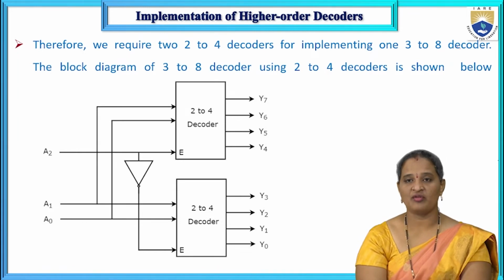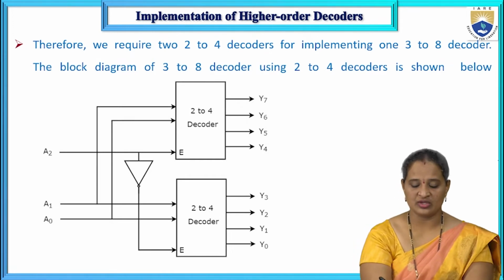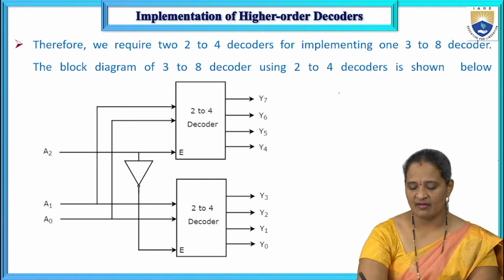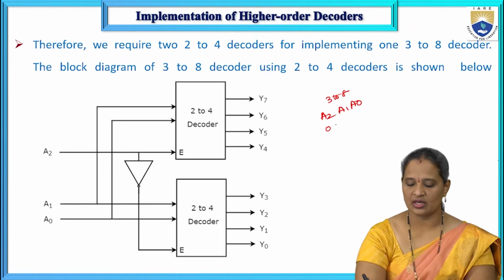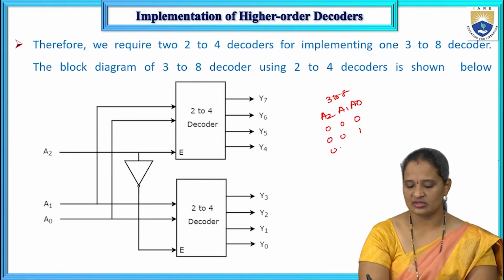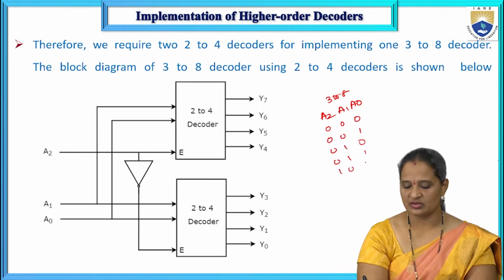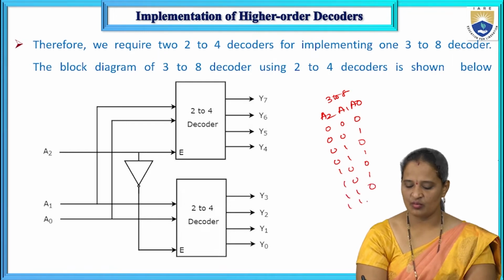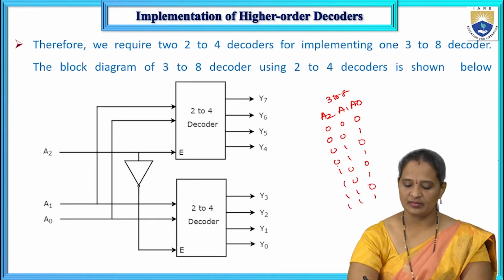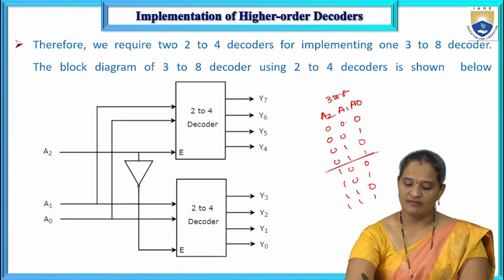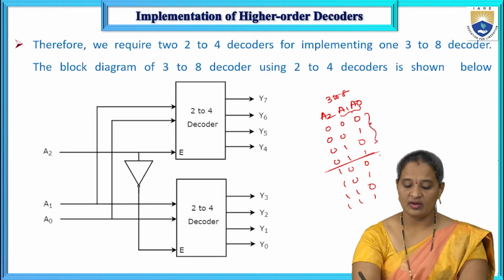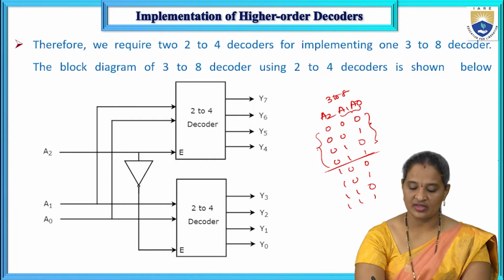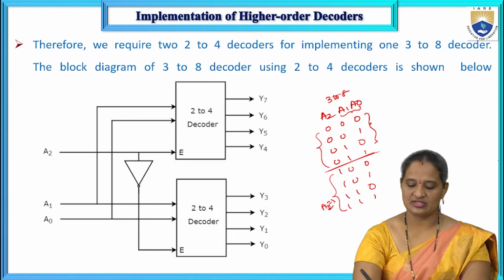This is the block diagram of a 3 to 8 decoder which can be implemented using 2 to 4 decoders. In a 3 to 8 decoder we have 3 inputs, A2, A1, A0. The combinations are 000, 001, 010, 011, 100, 101, 110, 111. We also have an enable input. If you observe, A1 and A0 vary from 00 to 11, whereas A2 is 0 for the first 4 combinations and A2 is equal to 1 for the next 4 combinations.